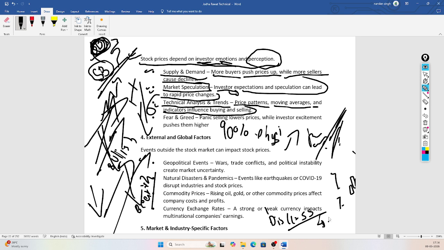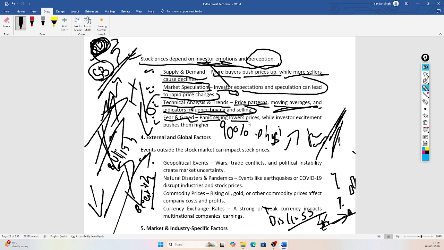Or it could be 5 also, or it could be 6 also, till the end. Okay, so I hope you understand what this means: price patterns, moving averages and indicators influence buying and selling. Now our fourth point is fear and greed.